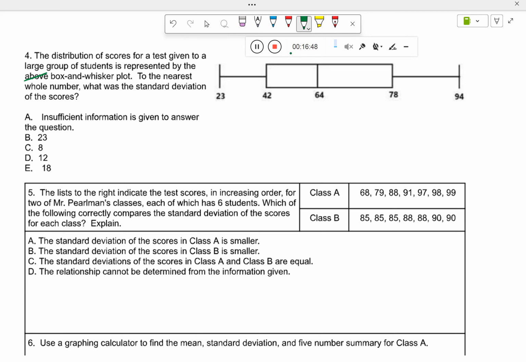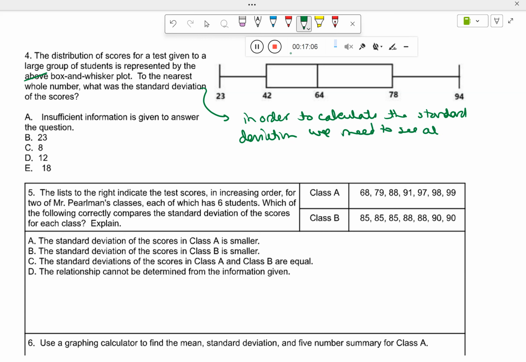Now, in order to calculate a standard deviation, we need to see all the data. We really can't calculate a standard deviation from a box and whisker plot. Now, it's possible that they could give us answers that we can absolutely rule out as being unreasonable, but we really are being asked to know that I can't calculate standard deviation from just the 5-number summary.